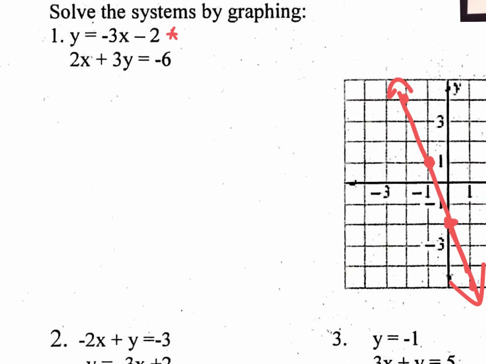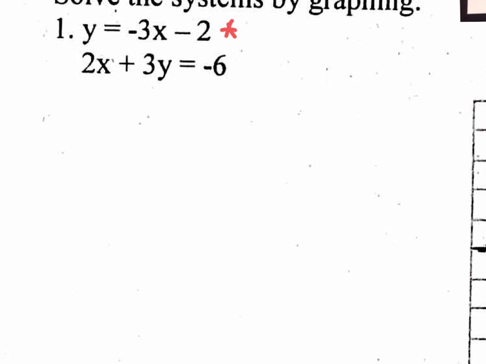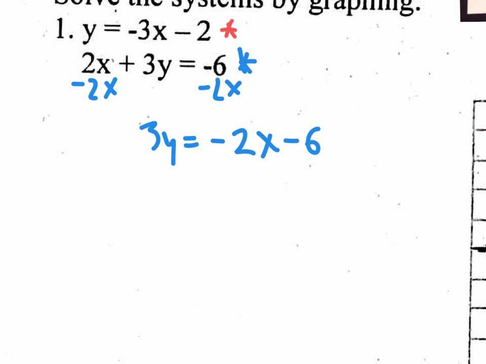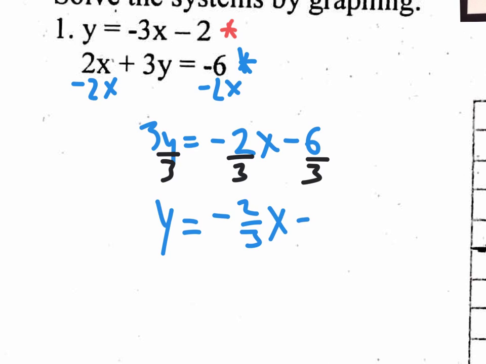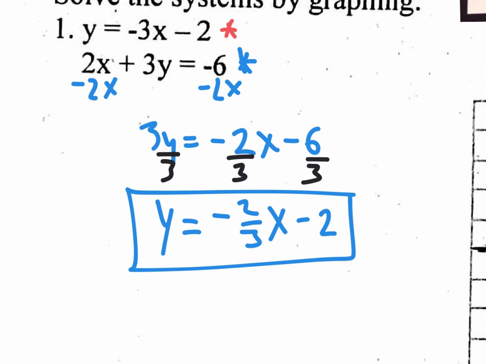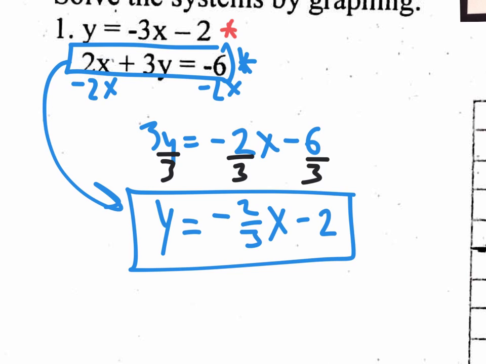Now, the other line, the other equation, it's not in slope-intercept form, so let me rewrite it. Let me rewrite this one in blue. I need to get y by itself. I'm going to subtract 2x. I'm going to have 3y equals -2x minus 6. And my final step would be to divide by 3, divide by 3, and divide by 3, which means I'll get y equals -2/3 x minus 2. Is everybody with me? So this bottom equation, all I did was rewrite it in slope-intercept form, and now it's easy to graph.